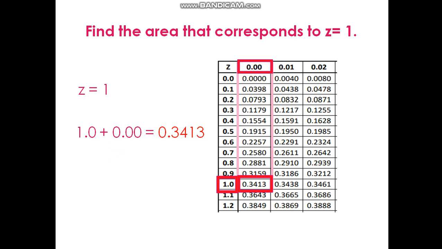In this case, it is 1.0. Then, we will look for the next number, the 100th place of a z-value, which is 0. Where they intersect is the area that we are looking for, and it is 0.3413. And that is how we use a z-table.